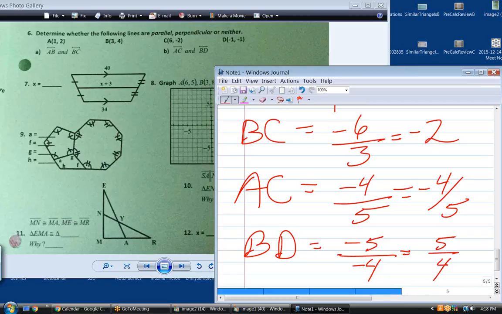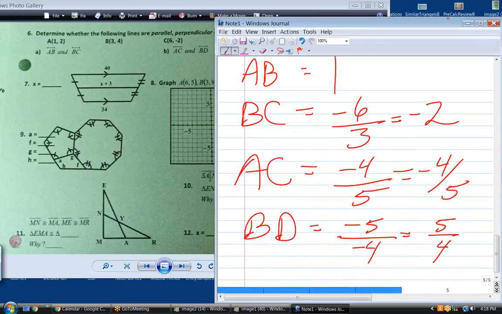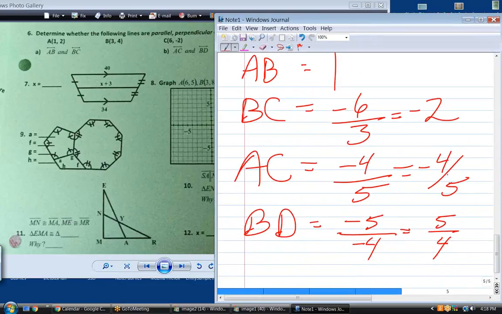Now, are there any parallel lines? I've got 4 different slopes. I've got a slope of 1, a slope of -2, a slope of -4/5, and a slope of 5/4. No parallel lines, because the slopes would have to be the same.